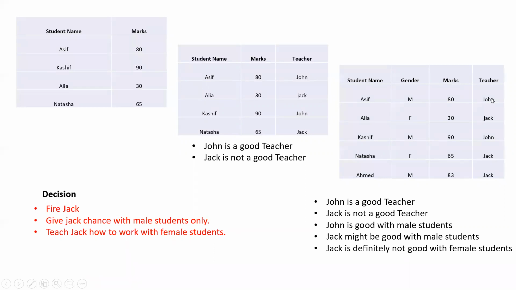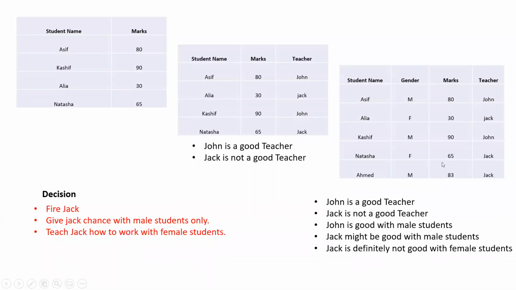As you can see, when John is teaching a male student, they got 80 marks. When John is teaching a male student, they got 90 marks. Sorry, John is good with male students. Jack might be good with male students, but Jack is definitely not good with female students. As you can see, Jack was teaching Ahmed, and Ahmed got 83 marks. But when Jack was teaching Natasha, she got 65, and when Jack was teaching Alia, she got 30 marks.